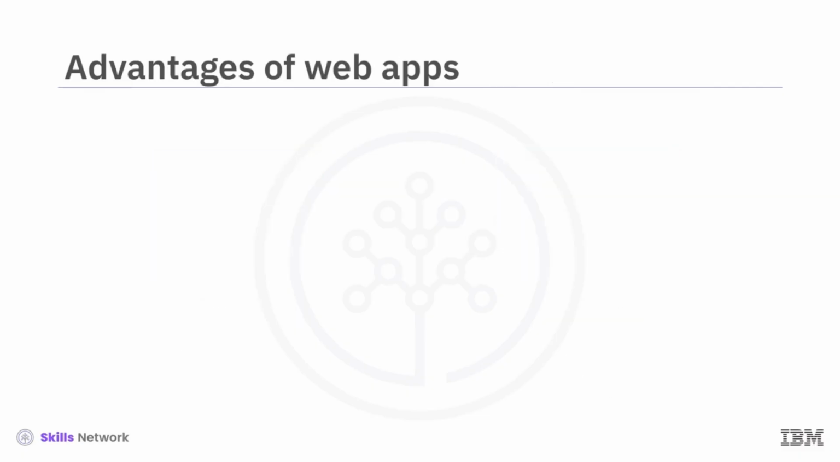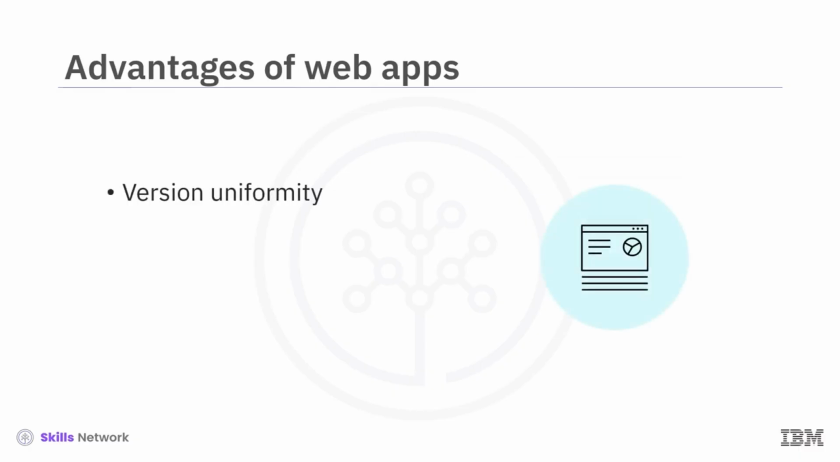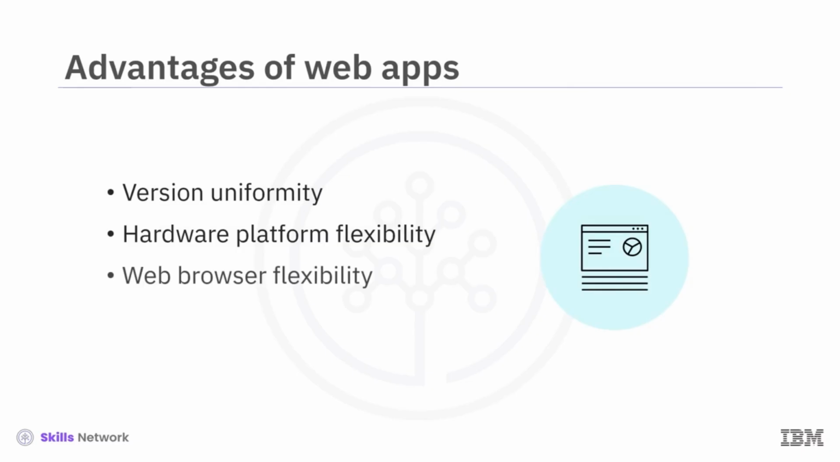There are several advantages to using web apps over apps that strictly run locally on a user system. The advantages include developers can make the same version of the app available to multiple users at the same time. Users have the flexibility of using the app from their platform of choice, such as desktop, laptop, or mobile device. Users can access the app through the browser of their choice. Users do not need to install the app on their local systems.